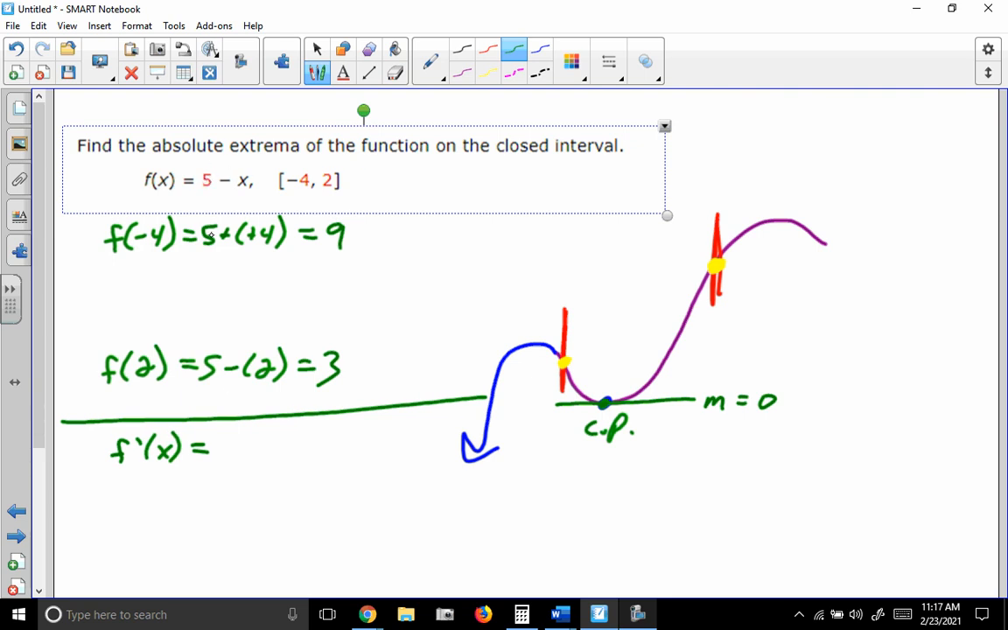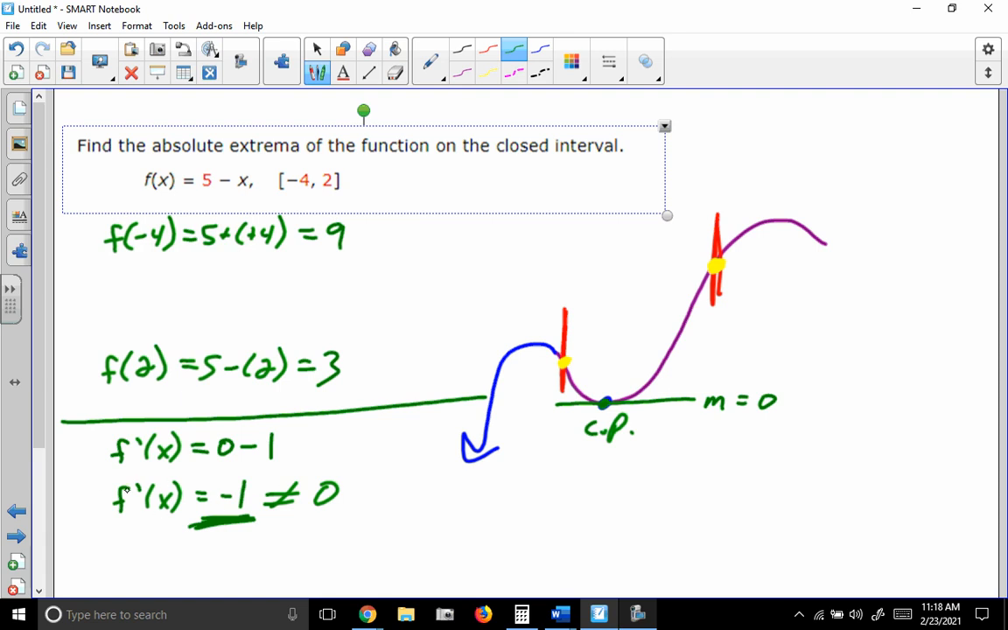So the derivative of 5 is 0. The derivative of x is 1, so our first derivative is -1, which is not possible for that to be 0. The first derivative, the slope of the tangent line, is always -1. It's a constant. Why is that? That's because our function is a straight line that has a slope of -1.